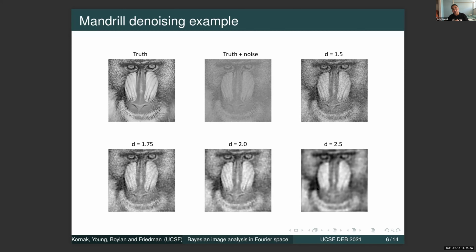Working in Fourier space, so this is another example. This is a stock image used in image analysis of a mandrill. And this is another prior in Fourier space that decays from the center, so it has more mass at the center. And these are different parameters for different levels of decay. And you see as we increase this parameter, so this is the truth plus noise, and then D is the parameter that controls the level of smoothness. As we increase D, you start to get a smoother image with less noise, but at the expense that as you get too high with D, you start to lose some of the features that you're really interested in.